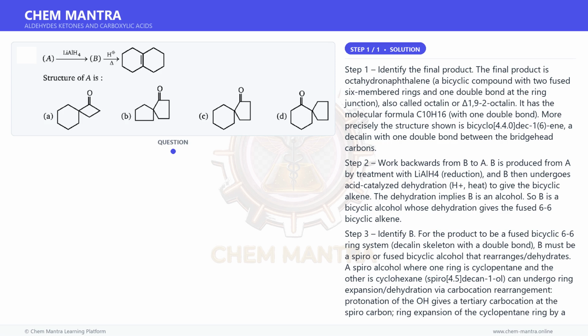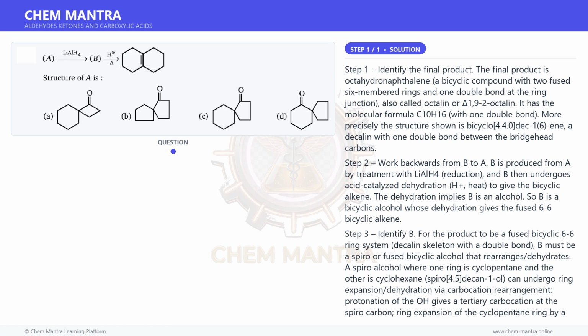The final product is octahydronaphthalene, a bicyclic compound with 2 fused 6-membered rings and 1 double bond at the ring junction, also called octalin or delta-1,9-octalin. It has the molecular formula C10H16 with 1 double bond. More precisely, the structure shown is bicyclo[4.4.0]dec-1(6)-ene, a decalin with 1 double bond between the bridgehead carbons.